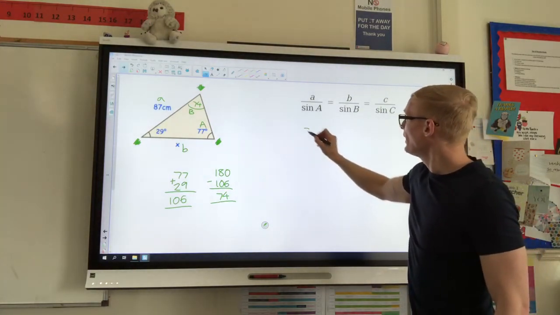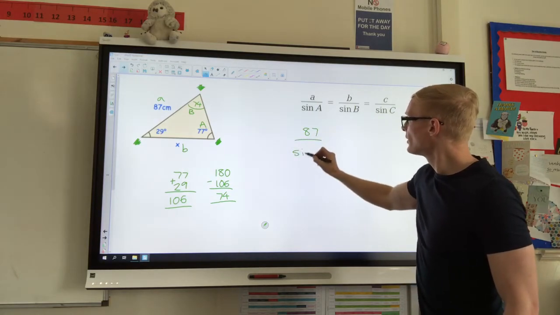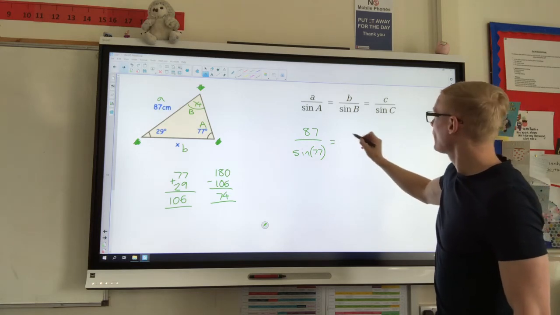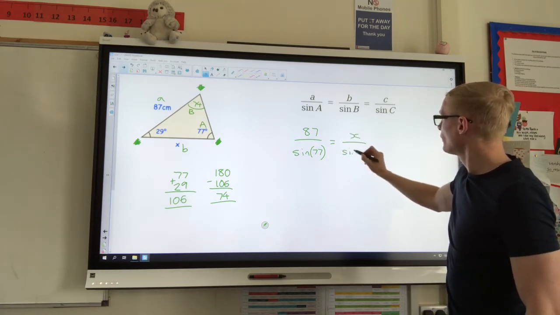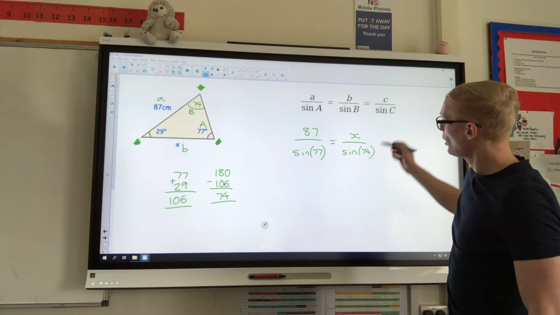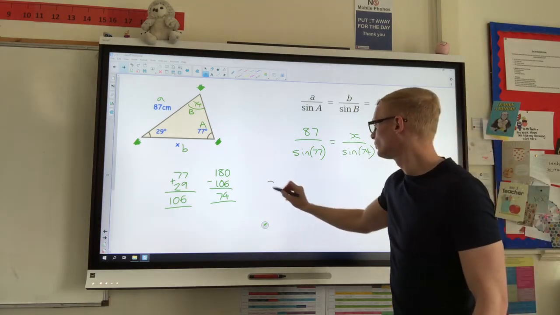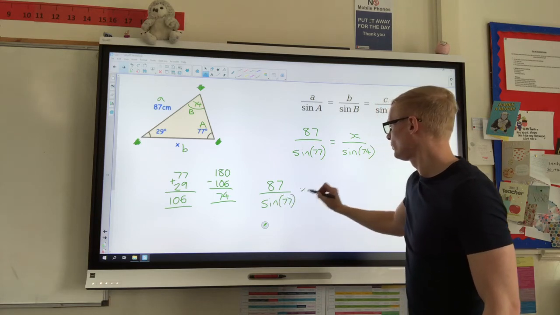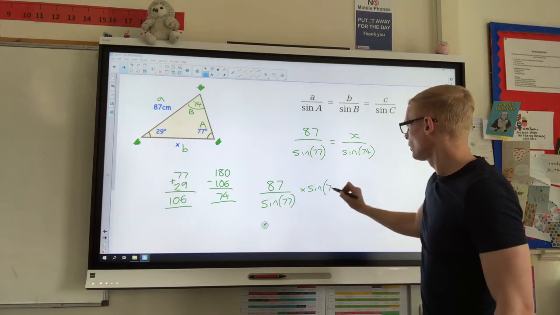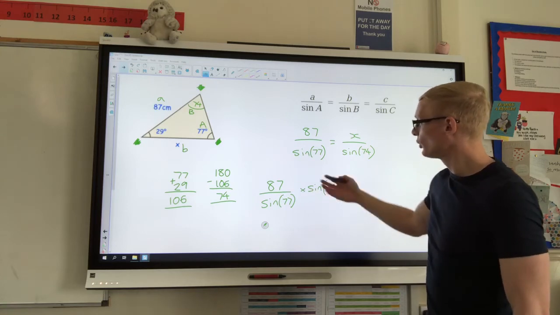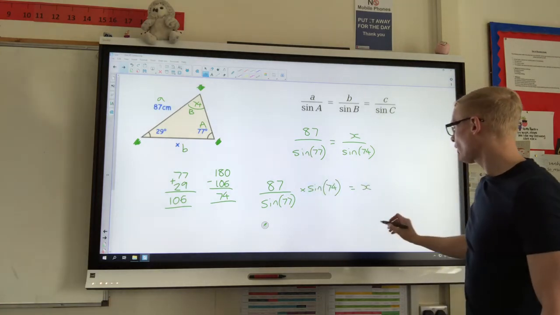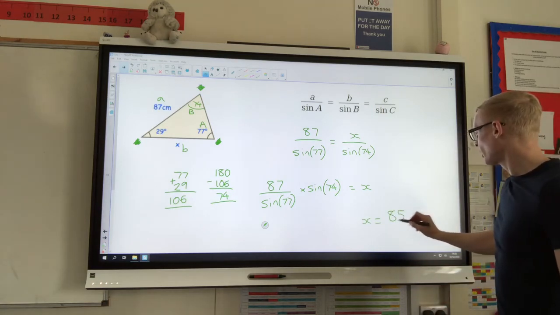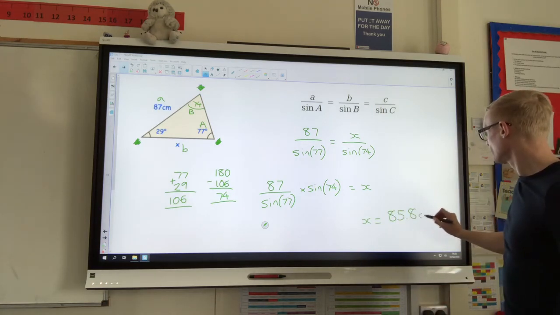Okay, now we're just substituting in. So we're able to say 87 over sine 77 is equal to x over sine 74. Multiply up the sine 74. Remember, you can write it separately or you can write it as one fraction. Type that into your calculator and you end up with x equals 85.8 centimetres.